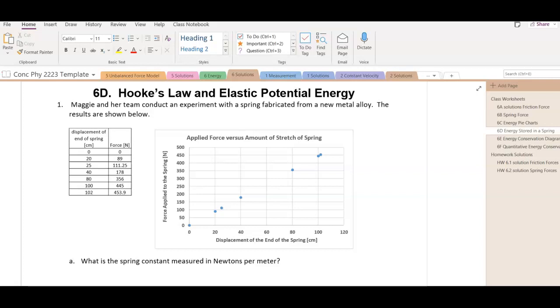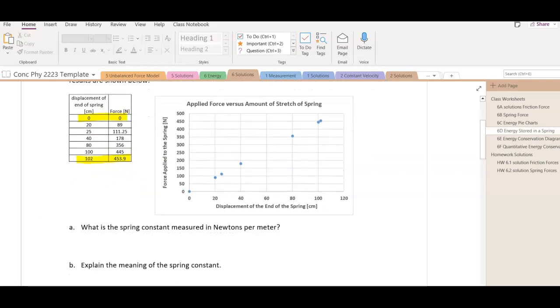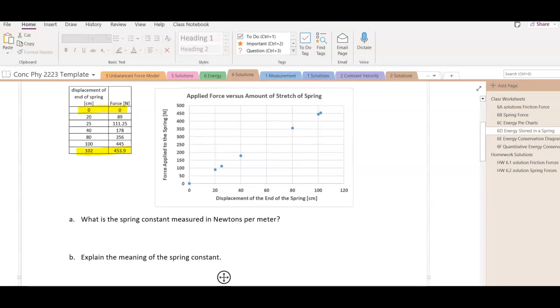So I'm going to use two values in the table to calculate the spring constant. I'm just going to choose the first and the last. And the slope of this force versus displacement graph equals the spring constant. And so I'm going to have 453.9 minus 0. That's my y2 minus y1. That's the force, and it's measured in newtons. And then my x2 minus x1 is going to be 102 minus 0, and that's measured in centimeters.